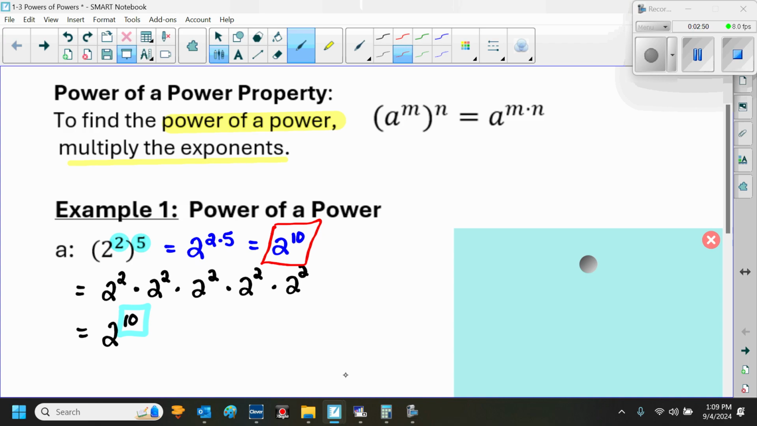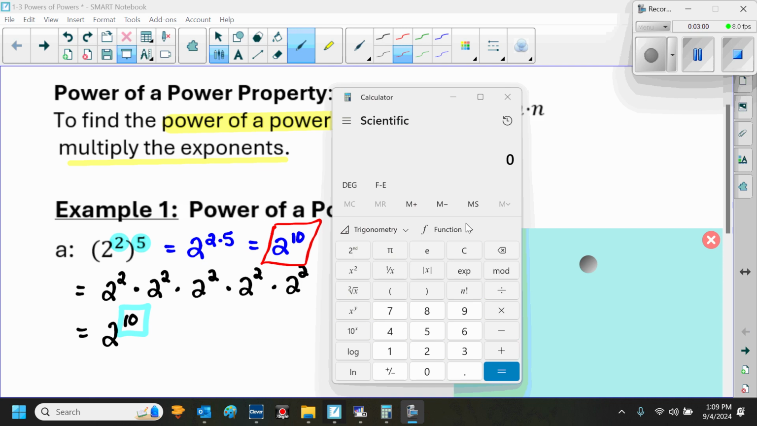If they ask you to write a numerical expression, an equivalent numerical expression, then you're going to multiply it out on the calculator, okay? You guys remember how to put it on the calculator? And then you're going to put in 2, and then you're going to press the XY button, that's raised to the 10th power, and that's going to give us 1024.